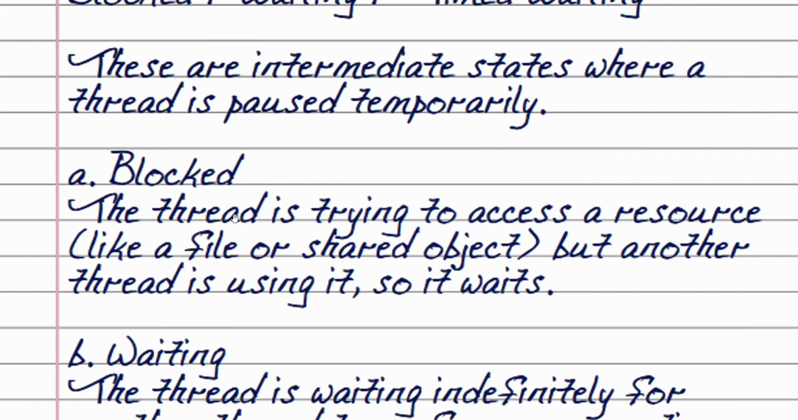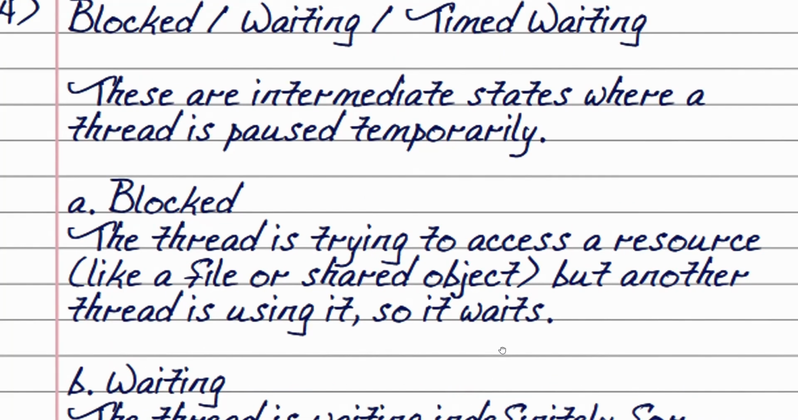A thread is trying to access a resource like a file or a shared object, but another thread is using it, so it waits. A thread is accessing some resource like a file or an object, but another thread is using that same resource, so the thread goes to the blocked state. It waits for the other thread to complete its task, and after the other thread has completed the task, this thread in the blocked stage goes to the runnable state.